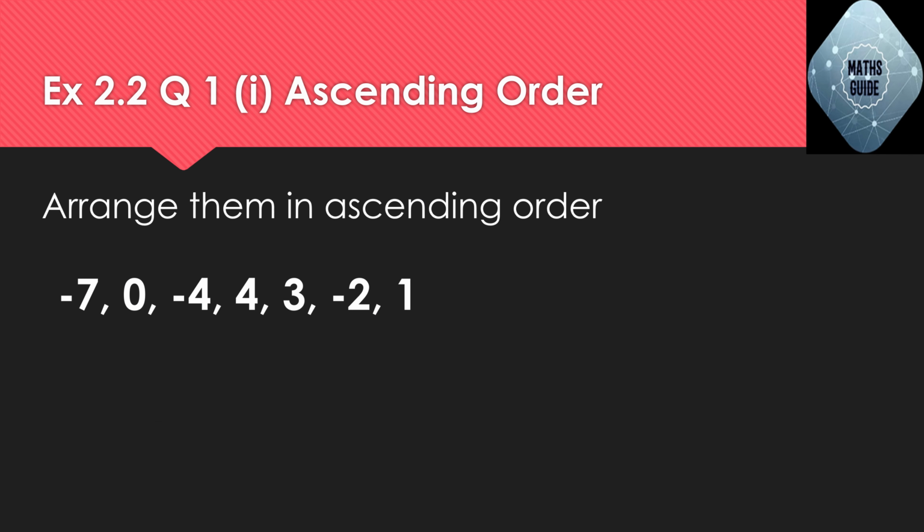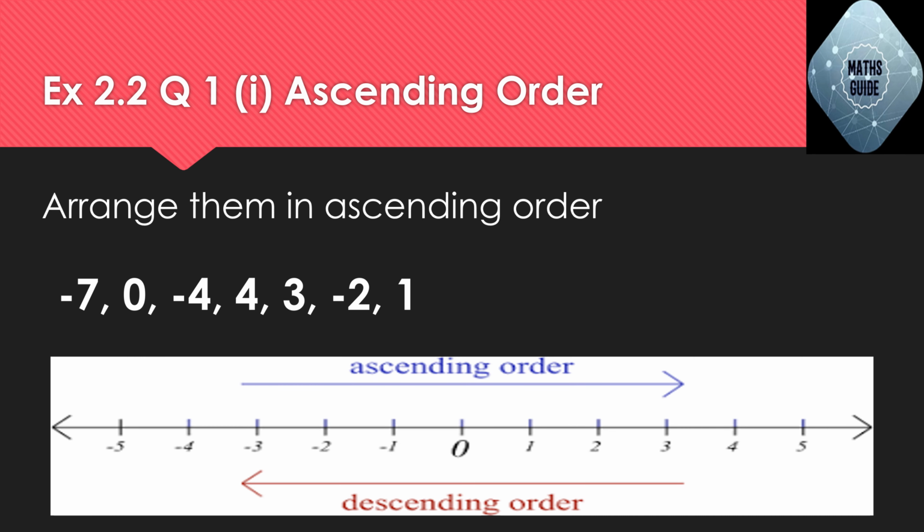This is exercise 2.2 question number 1, where we have to arrange these integers in ascending order. As I told you, on the number line, as we move towards the right side of the zero, the value of each integer increases, and towards the left side they are all negative integers. As we move towards the left side, their value decreases. Keeping this in mind, we can arrange the given numbers in ascending order.